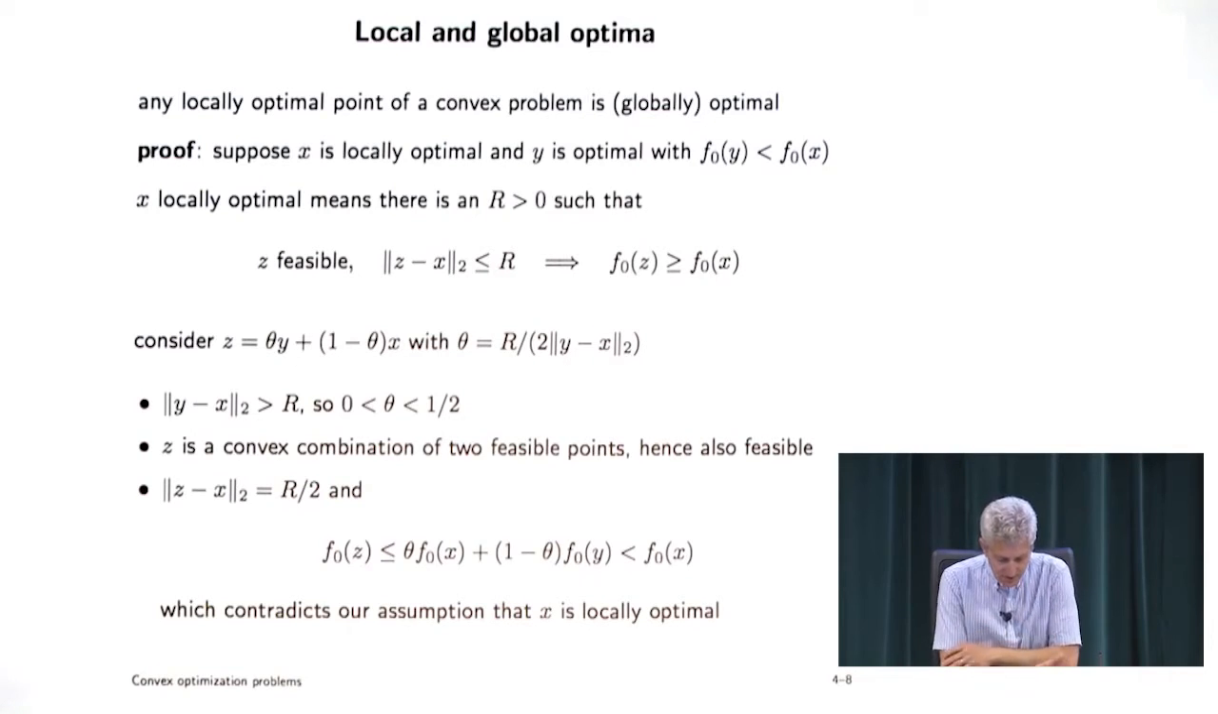Now, here's a very important and basically elementary fact about convex optimization, and that's this. Any locally optimal point of a convex optimization problem is globally optimal. Right, so it's a very basic fact. It's very easy to show, but it's very important.